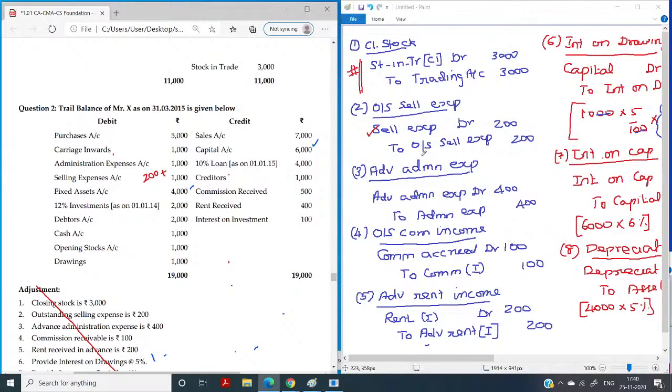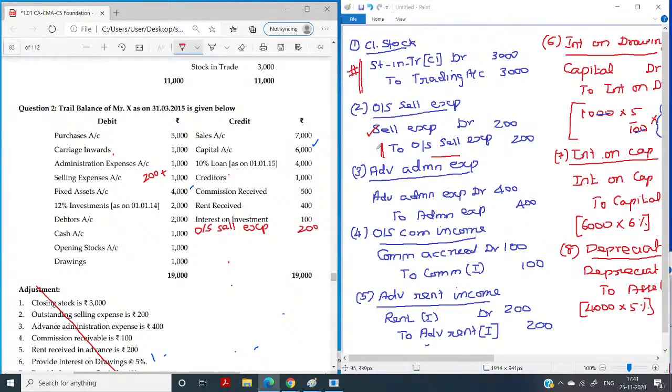Now, I have given here outstanding selling expenses, right? This outstanding selling expense, we don't have such an account anywhere. As we don't have such an account, we have to open a new account here for outstanding selling expenses. As it is on the credit side, I post that value on the credit side. The value being 200 rupees. Is it okay? This is also posted.